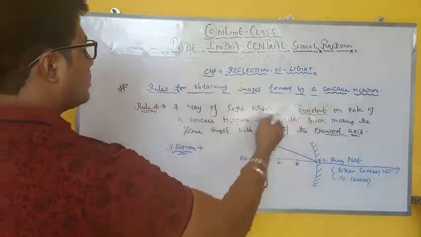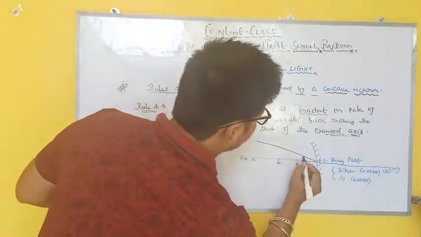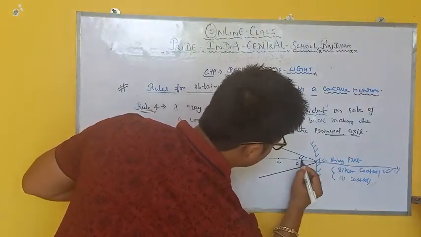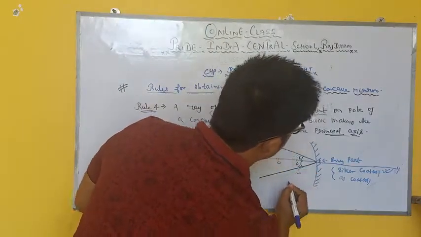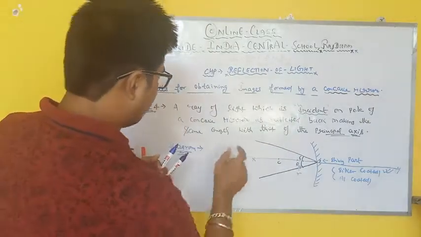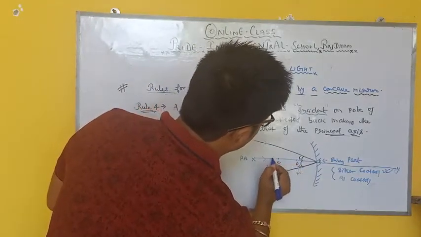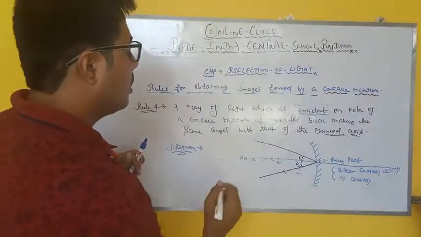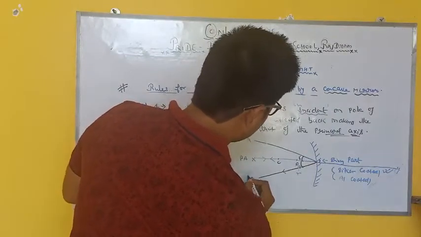So a ray of light which is incident on the pole of a concave mirror is reflected back making the same angle. Suppose this is angle I. It is reflected back making the same angle. This angle will be angle R. In the same angle with that of the principal axis. So this is the principal axis. Light goes here, comes back this way, and this comes out to be this. So you take this as A, and this as C.